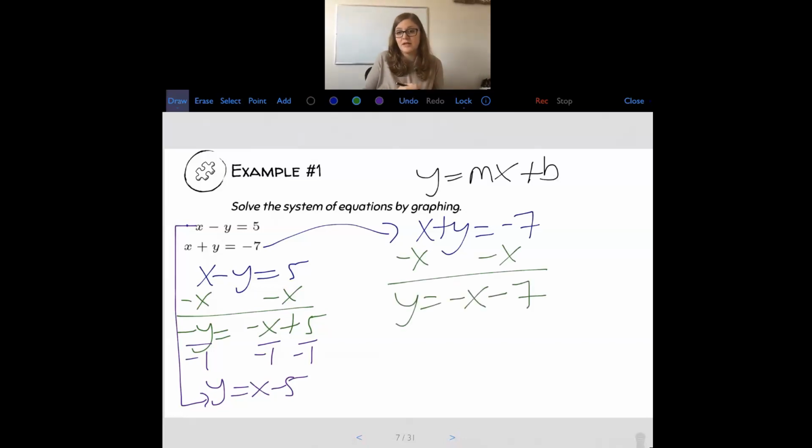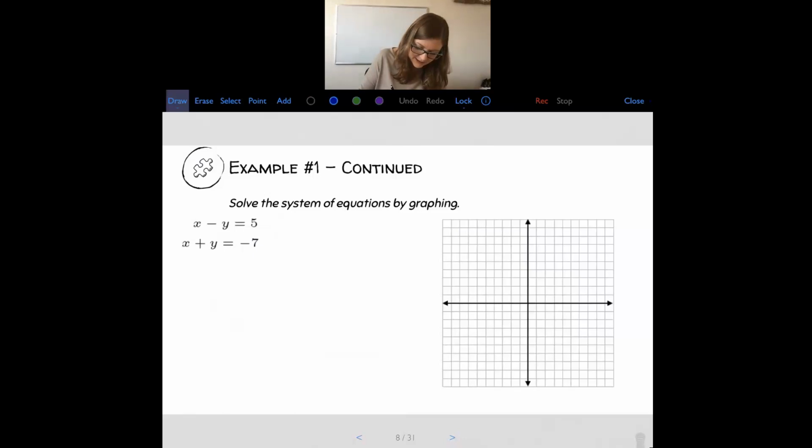Okay, so these are the two lines that we're working with that are in slope-intercept form. We found that this line was y equals x minus 5, and this line was y equals negative x minus 7. So what we do is we graph each of them using the slope and the y-intercept. For the first line, the y-intercept is negative 5, and the slope is just 1, so we go up 1, over 1, up 1, over 1. Okay, and we'll keep going.